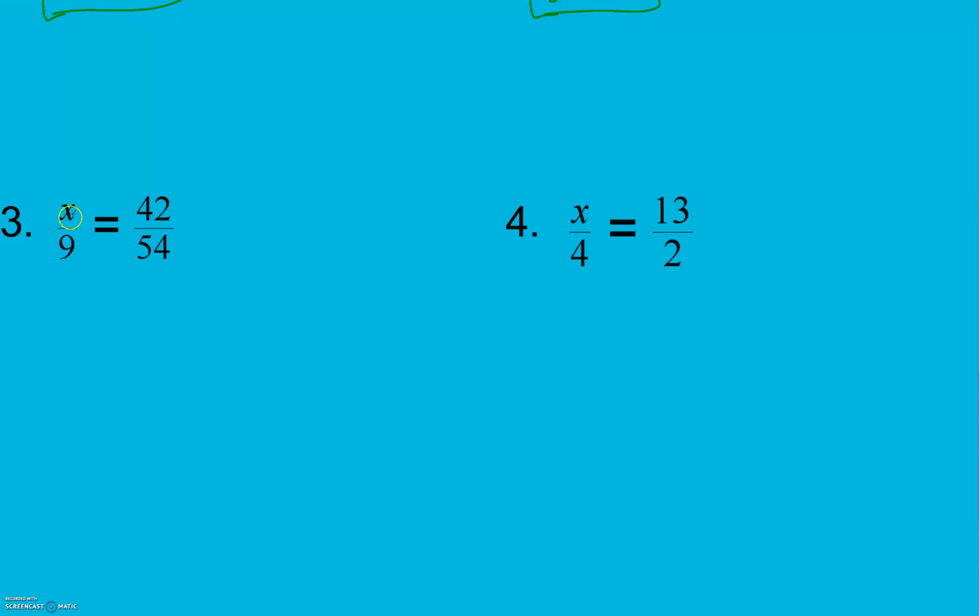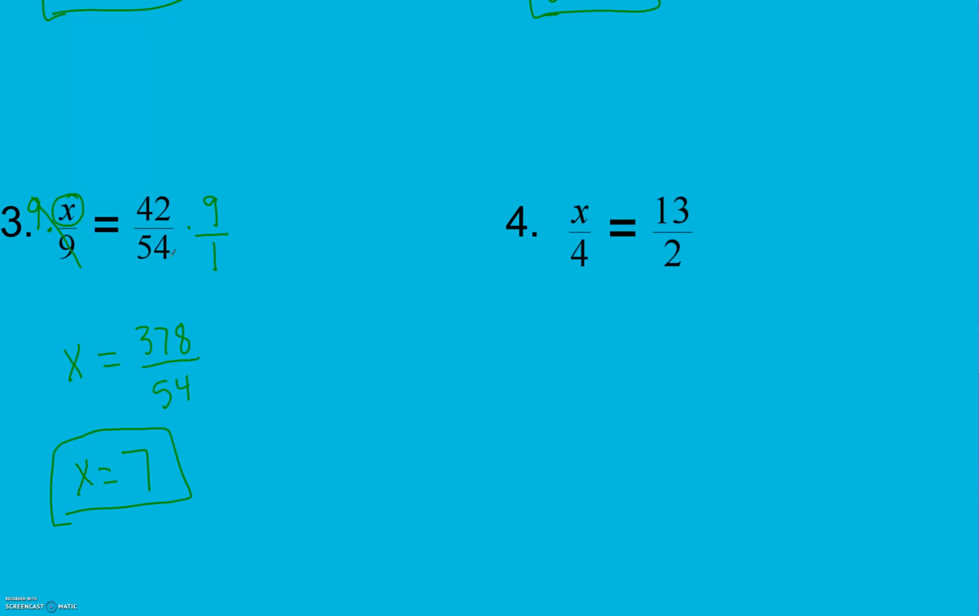Same idea here, x is being divided by 9, so we get rid of it by multiplying. Whatever I do to one side, I've got to do to both. When I multiply here, I get 378 over 54. And when I divide those, I take 378 divided by 54 and get 7. So 7 over 9 is the same as 42 over 54.